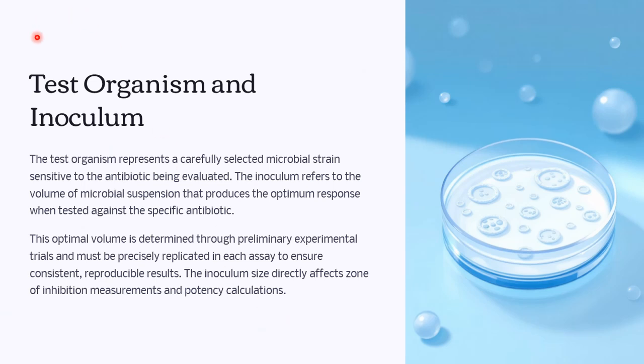Then the next step is selection of the test organism and inoculation. The test organism represents a carefully selected microbial strain which is sensitive to the antibiotic being evaluated. That is, the test organism selected must be sensitive to the test antibiotic solution, and the inoculum refers to the volume of microbial suspension that produces the optimal response when tested against the specific antibiotic.